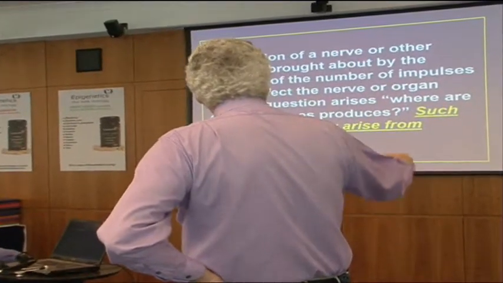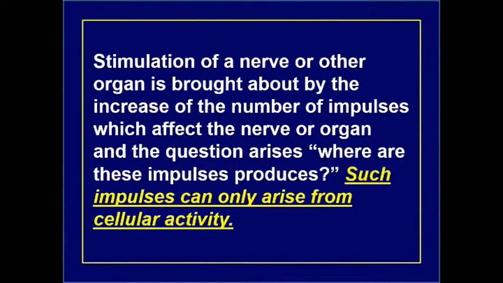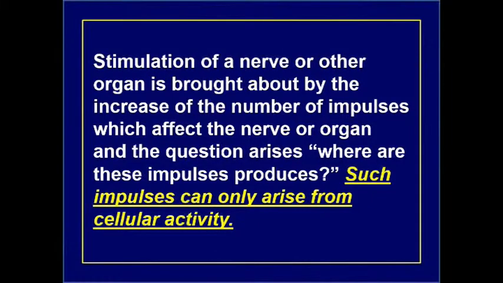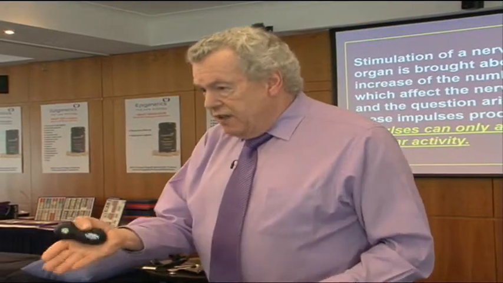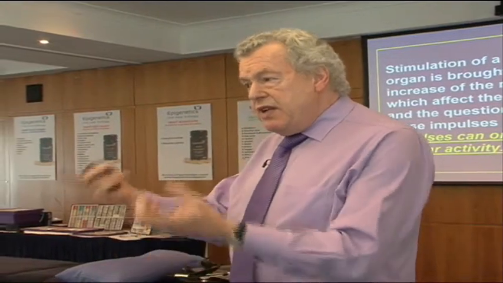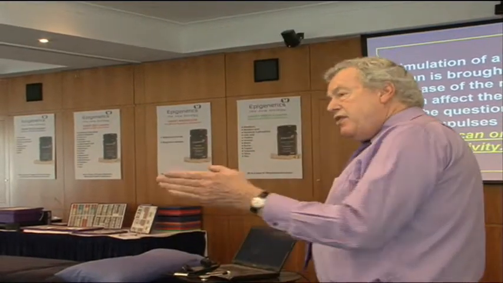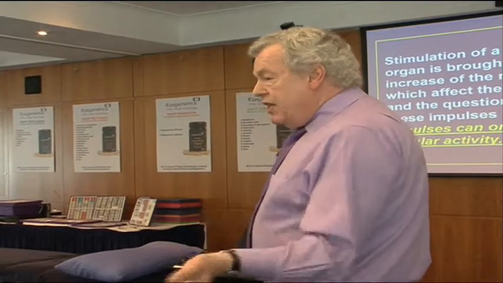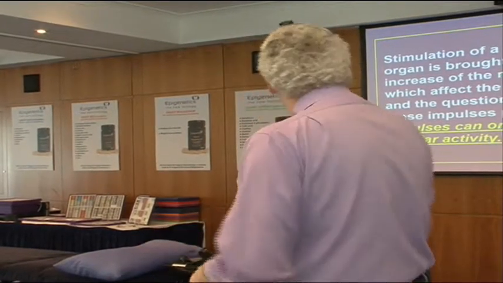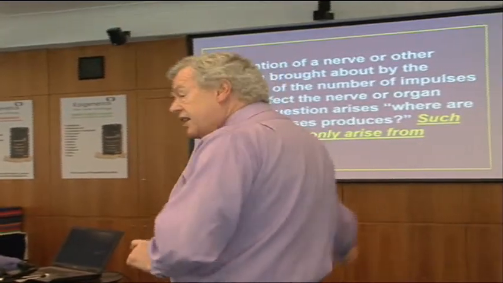So stimulation of a nerve or other organ is brought about by an increase in the number of impulses which affect the nerve or organ. So in other words, the amount of input to that nerve depends upon the stimulation of the nerve, and that stimulation of the nerve at the end, whether it's afferent or efferent, depends upon the neurotransmitter or the chemicals. And the question is, where do those chemicals come from? And the answer is they have to come from inside the cell.